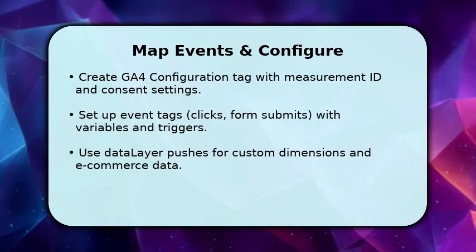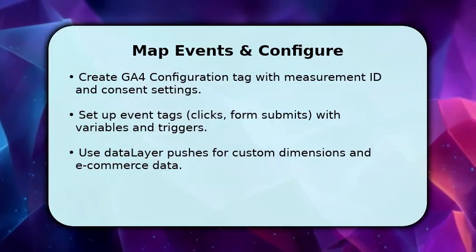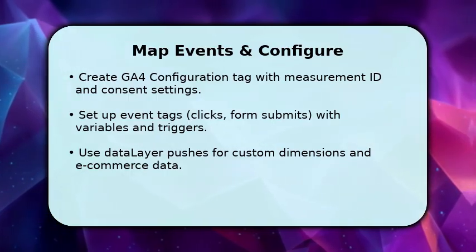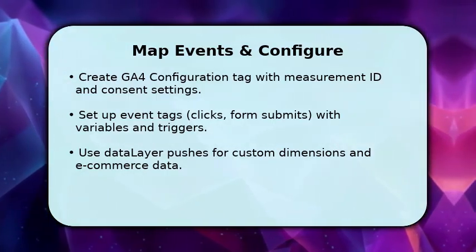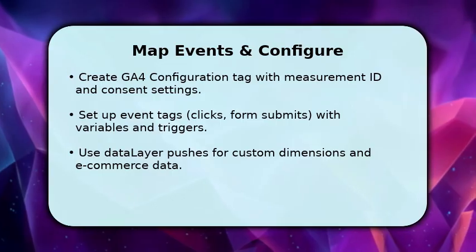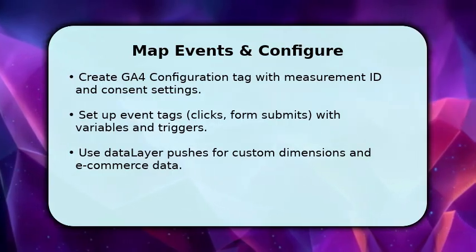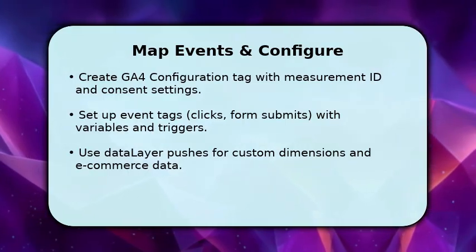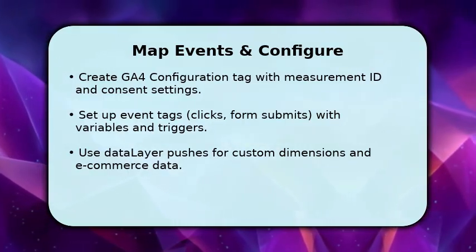Now you map events and variables. Create specific event tags in GTM for clicks, form submissions, or purchases, and link them to the GA4 configuration tag so they inherit config. Use built-in variables or define custom variables, data layer or DOM, for parameters like product ID or value. This is how GA understands context.